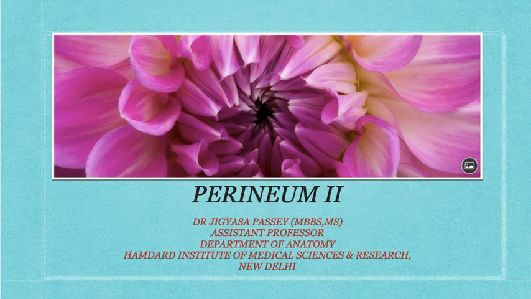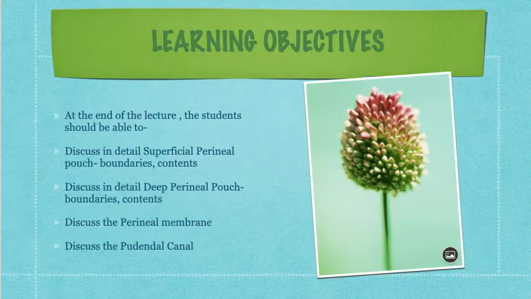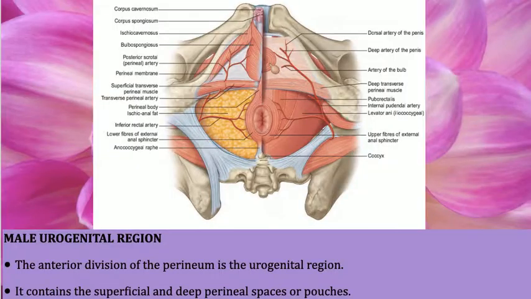Today we begin with the second segment of the perineum. At the end of the lecture, the student should be able to discuss in detail the superficial and the deep perineal pouches, their boundaries, contents, etc. Discuss in detail the perineal membrane and the pudendal canal.